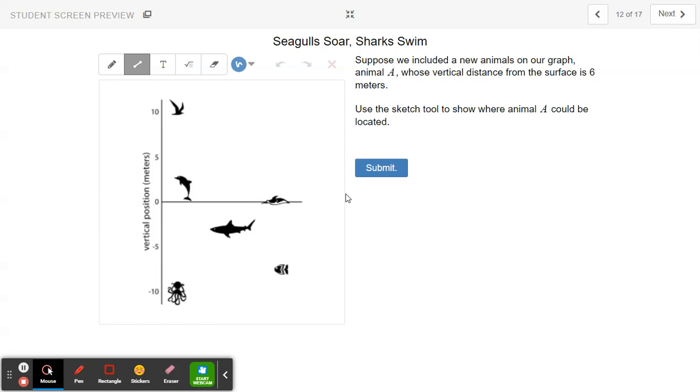All right, so let's take a look at this. It's saying, suppose we included a new animal, oh, there's a typo, on our graph, animal A, whose vertical distance from the surface is 6 meters. Use the sketch tool to show where animal A could be. So I know that its vertical distance was 6 meters from the surface. Okay, so I can use, let's see, 6 meters from the surface. All right, here's 5. So I know 6 meters from the surface is going to be here, right? So this could be A.